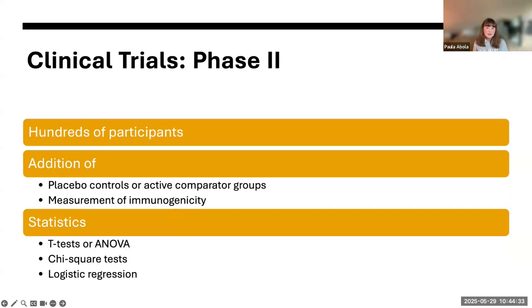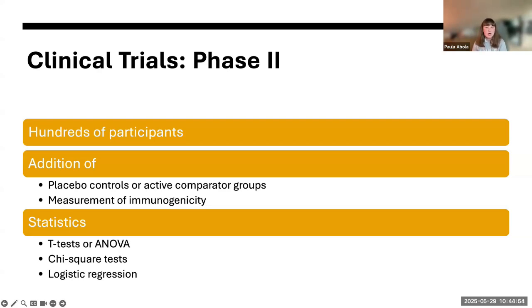Then phase 2 trials involve hundreds of participants. But now we are adding placebo controls or active comparator groups, meaning we compare the new vaccine either to a placebo or an existing vaccine. We measure immunogenicity, the immune response, usually by checking antibody titers after vaccination.